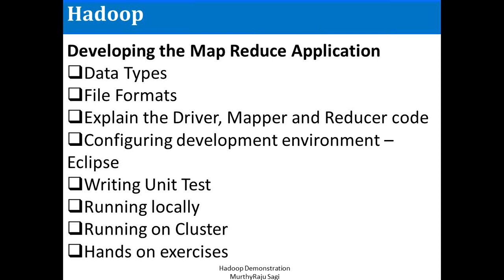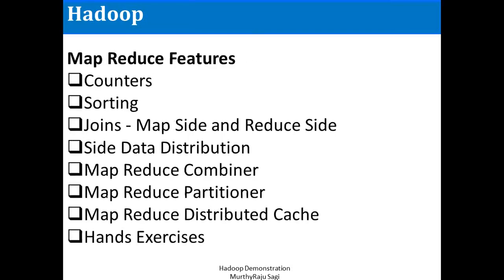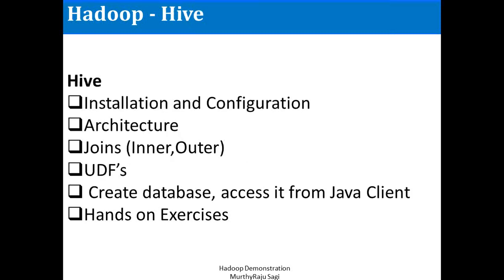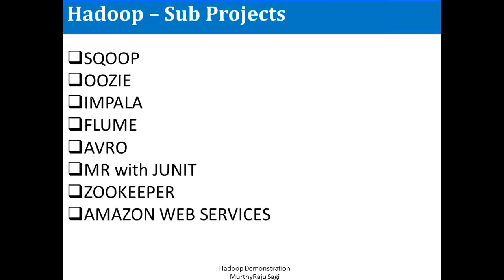We are going to do MR practicals as well after understanding the MR API. We are going to discuss anatomy again, which is important for interviews. This is all part of the MapReduce framework: anatomy, types and formats, counters. Then the ecosystem starts, like Pig. Then we discuss Hive, HBase, Cassandra. All ecosystems we are going to cover: Sqoop, Oozie, Impala, Flume, Avro, unit testing, AWS, Zookeeper.